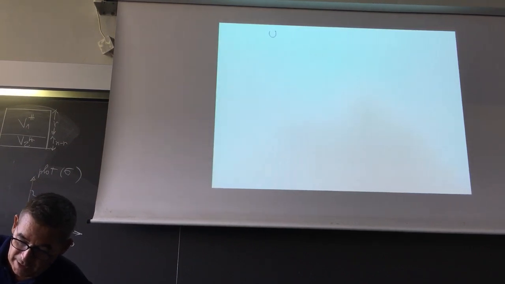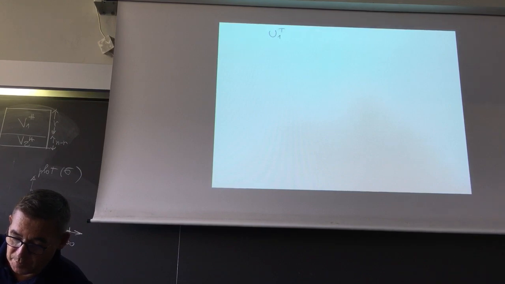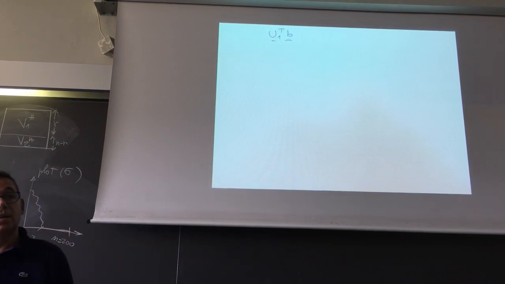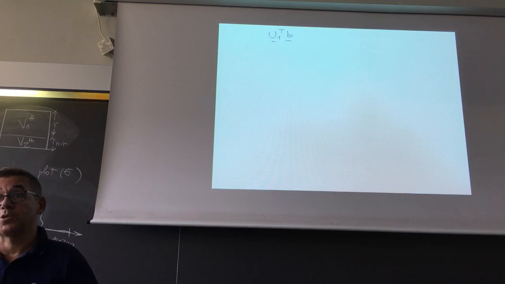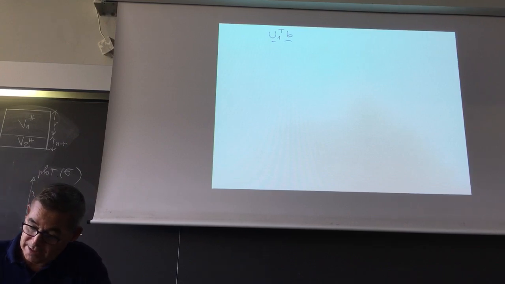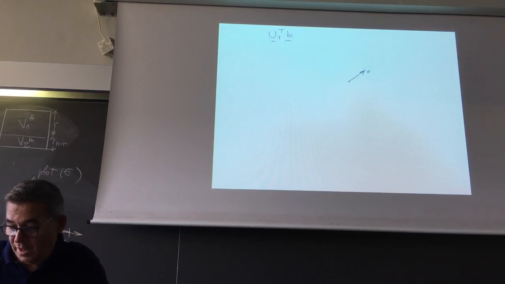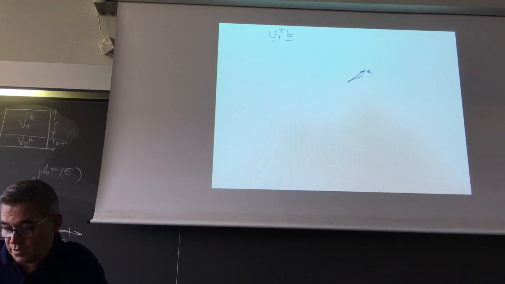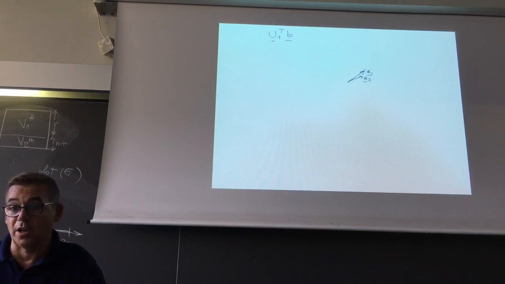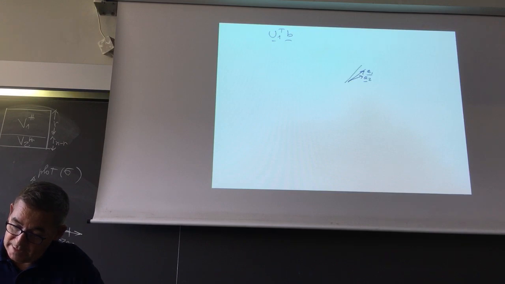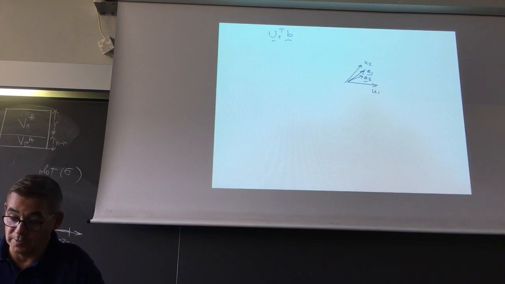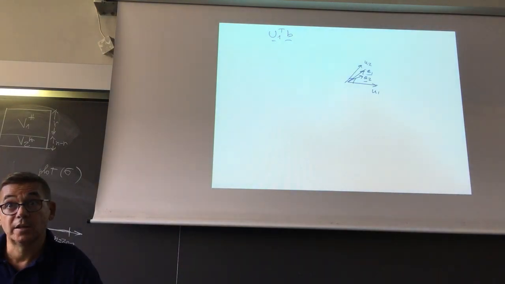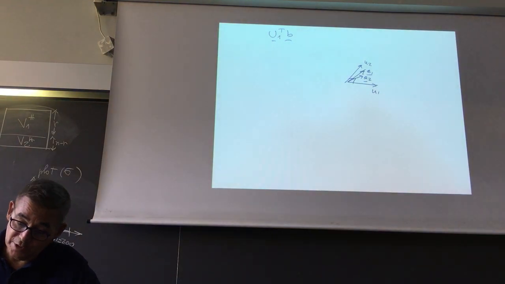So let's make U1 transpose B. Now this is not yet a projector. This is the basis. So I said, if I have A1 and A2, these are the two columns. Now the basis is U1, U2. They are orthogonal. Now, what do I do with this U1 transpose?